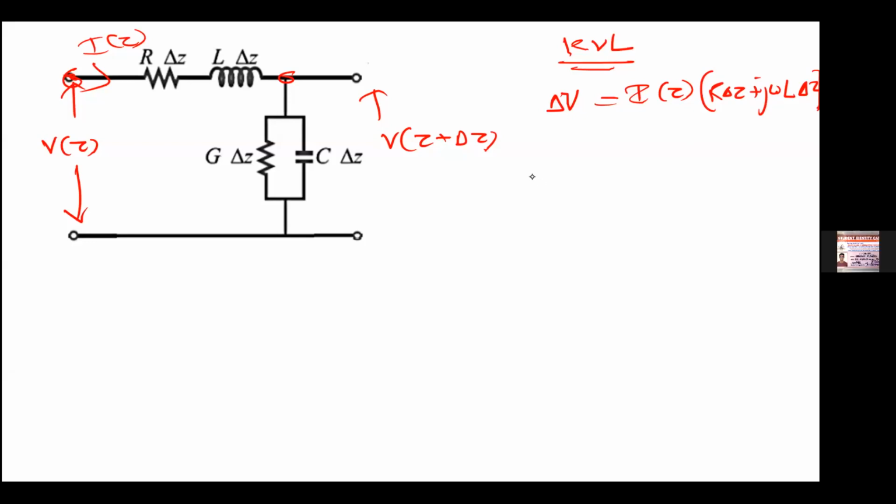Okay, at least keep replying, so I will get to know whether you are following. So this is fine, right? The potential drop delta V is I of Z into R delta Z plus J omega L delta Z. Fine. Now, if I apply KCL at this node, what will I get? Can you tell me?